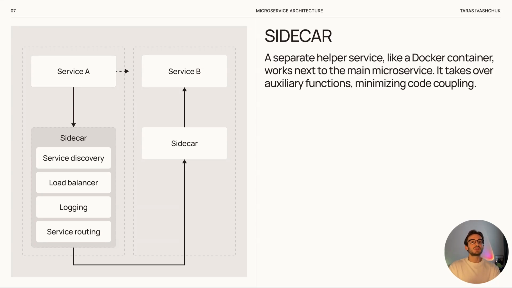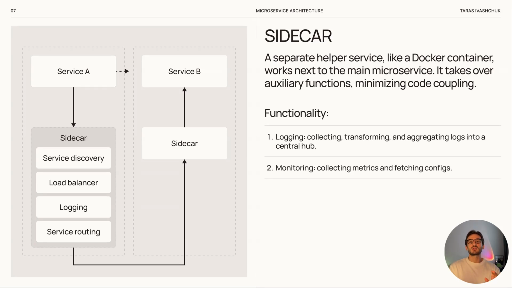By the way, sidecar has many use cases. It is perfect for logging, monitoring, and environment configuration. Instead of making every microservice handle log aggregation and formatting, the sidecar can read logs from the main service, transform them, and send them to a central system. If later you decide to change the logging tool, for example from Kibana to Graylog, you only update the sidecar, not the main service.